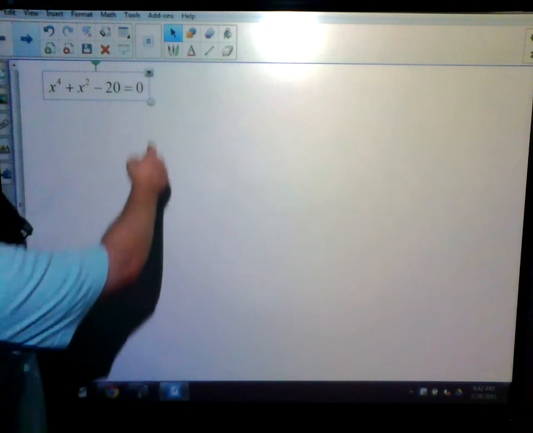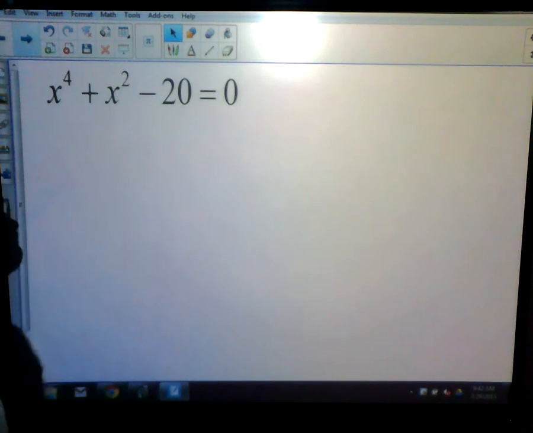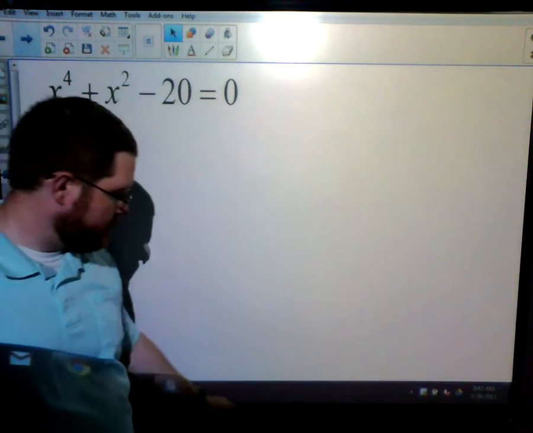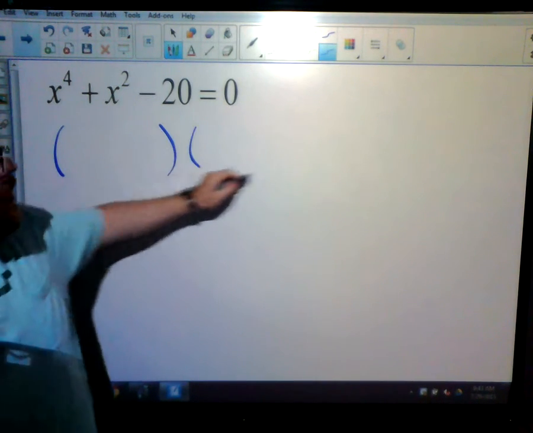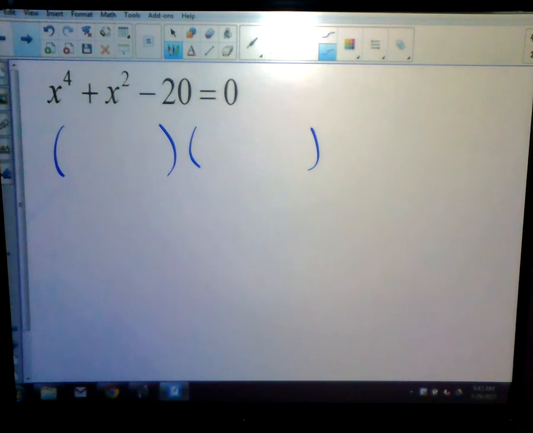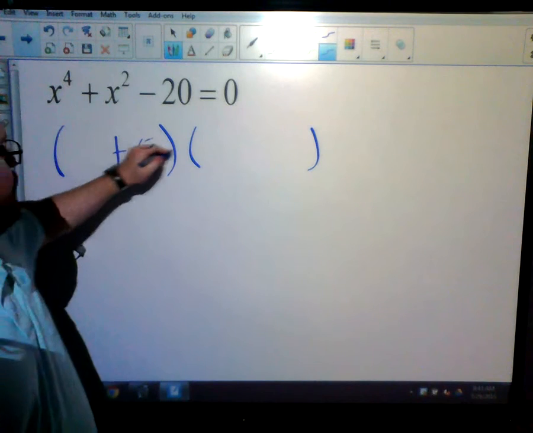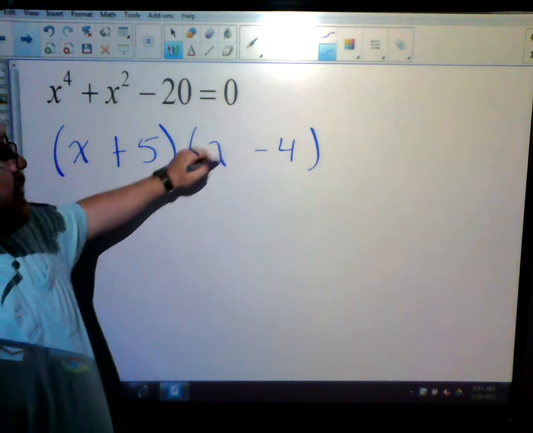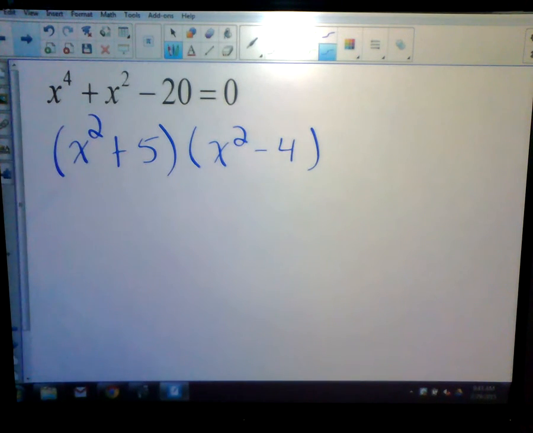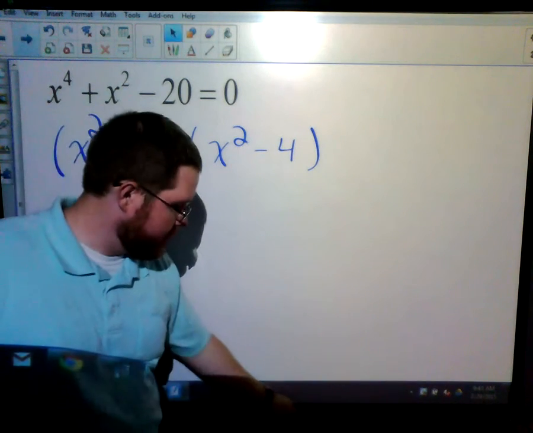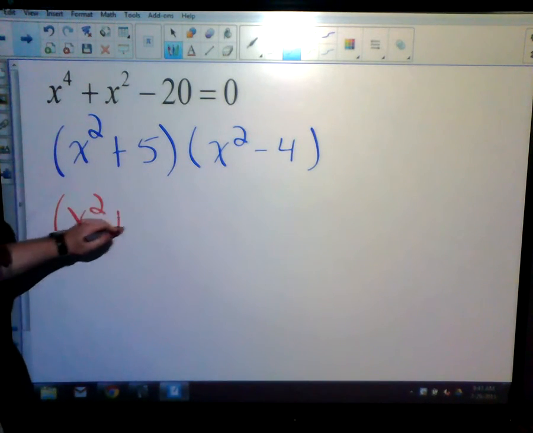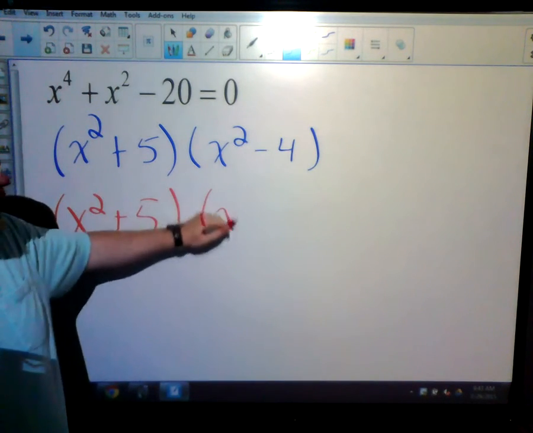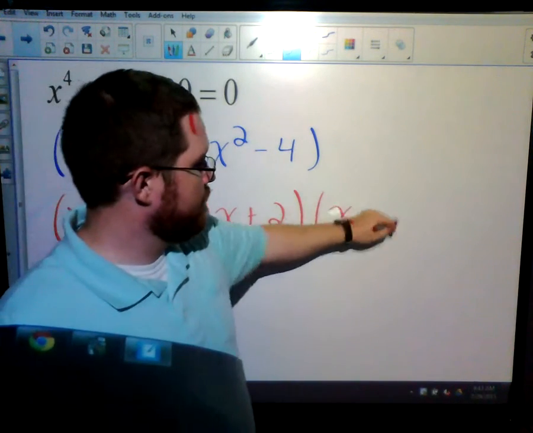Let's try this one. What type of factoring problem is this? This is a higher order quadratic. How do I know? Because this term is twice as big as that term. Let's factor it. I need 2 numbers that will multiply to -20, but add to +1. That's 5 and -4. It's not just going to be plain x, it's going to be x squared and x squared to match the middle term. Can I factor any further? I sure can. This one won't. This one will. X plus 2 and x minus 2.